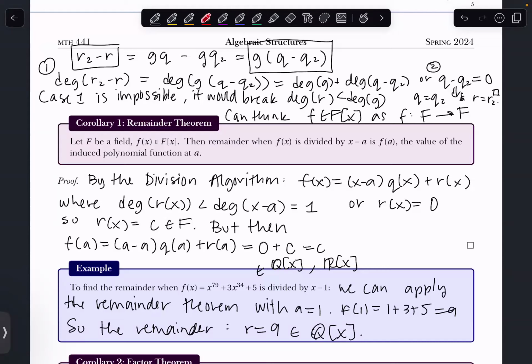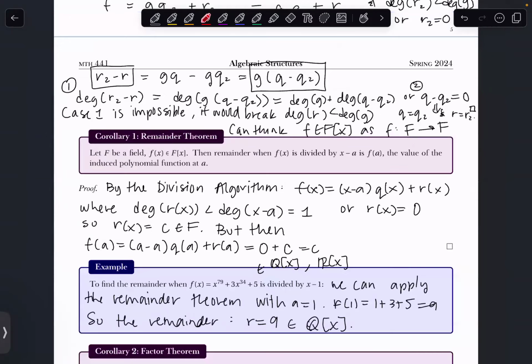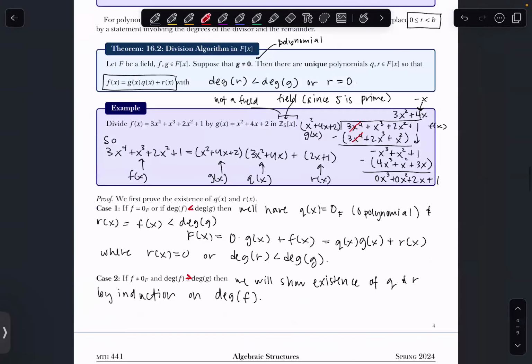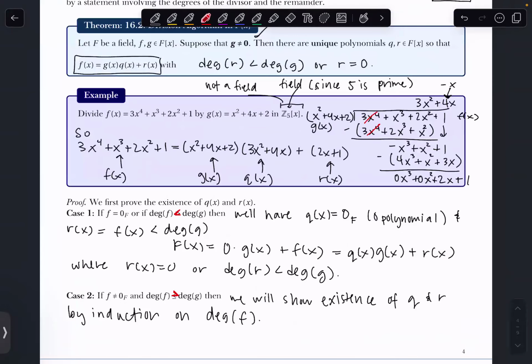Let's get started. I'm just going to recap some stuff, but mostly what we did last class was the big proof on our division algorithm for polynomial rings where the coefficients come from fields. We had to do quite a bit of work. We broke it up into cases, and then within one of the cases, we had to do induction.